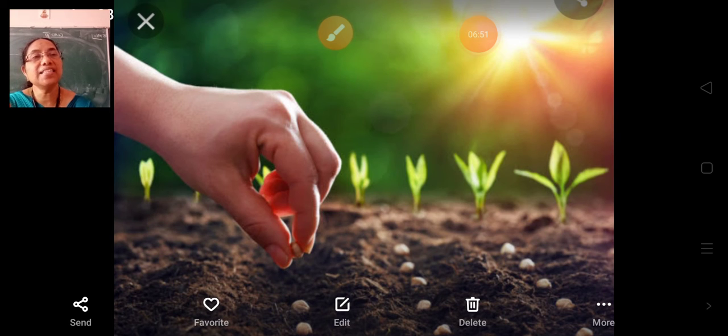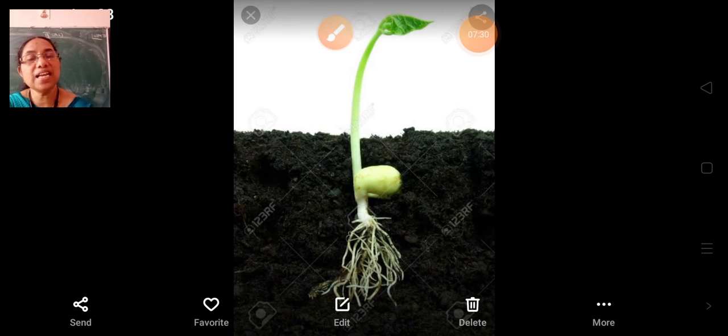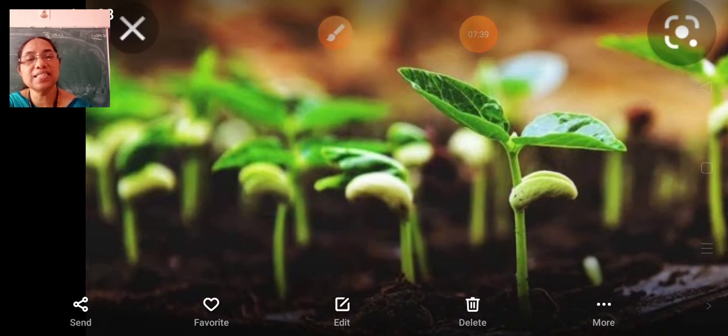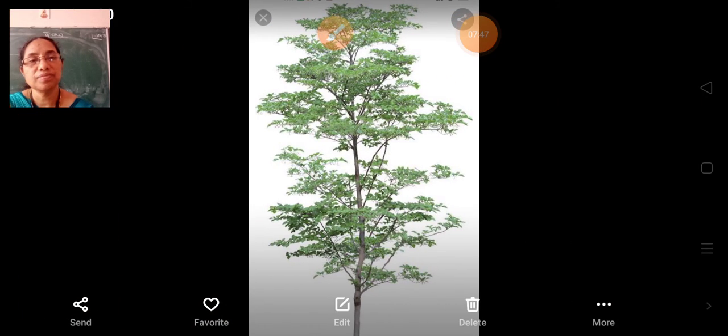When a seed gets enough air, water and warmth, the baby plant starts growing. Understood, students? When the seed gets enough air, water and warmth, the baby plant starts growing and it grows till it is a fully grown plant. It became a fully grown plant.